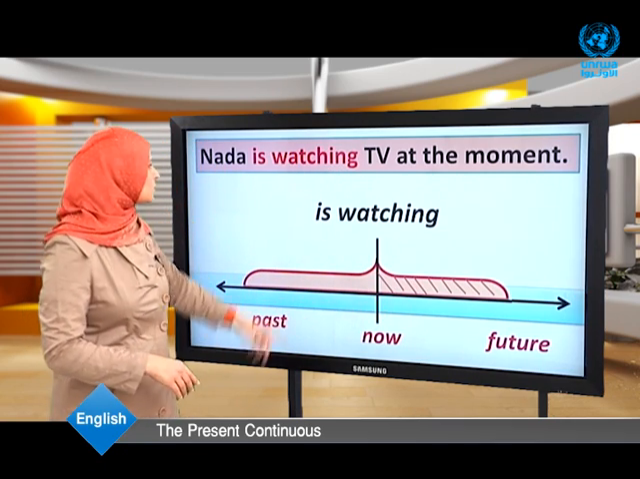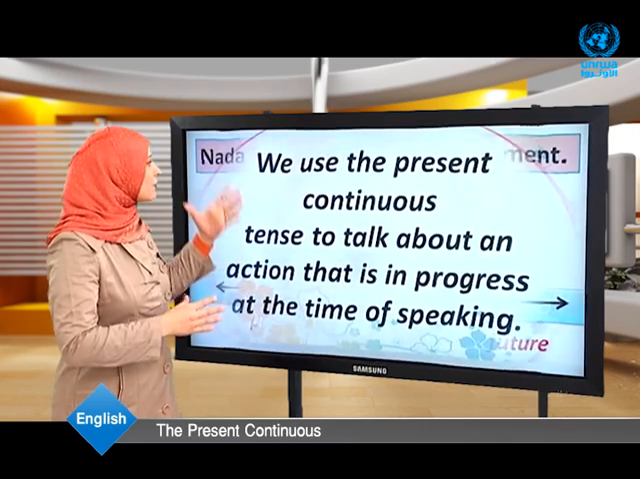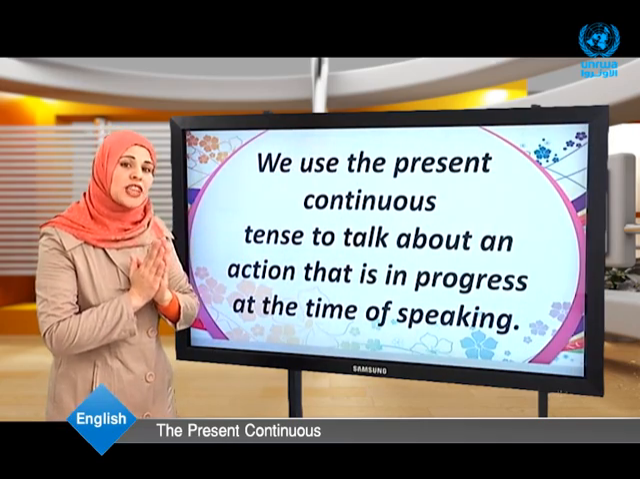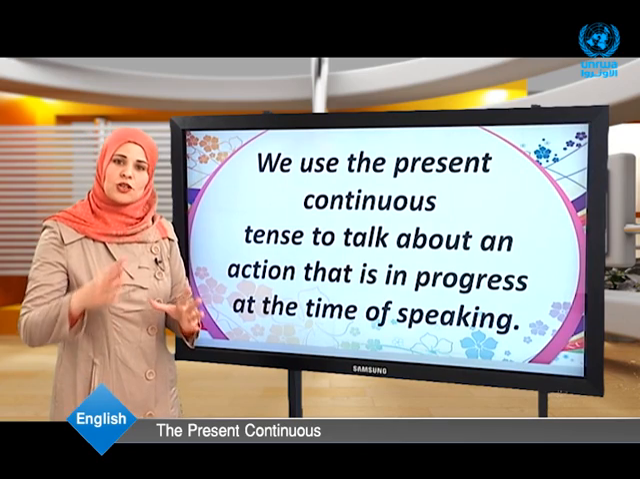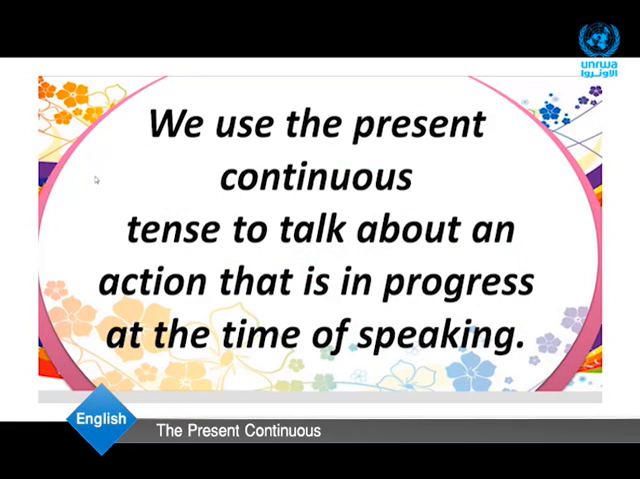Now, dear students, from all these examples, we can conclude that we use the present continuous tense to talk about an action that is in progress at the time of speaking. Let me read the conclusion once again. We use the present continuous tense to talk about an action that is in progress at the time of speaking.